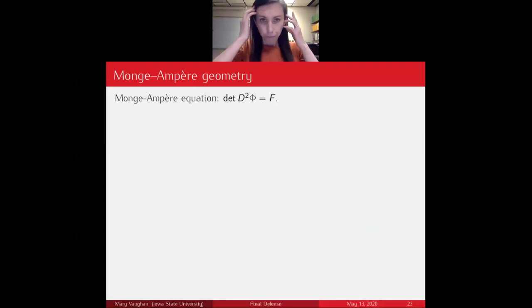Okay, so within our extension equation, there's an underlying Monge-Ampère geometry. I'd like to recall the Monge-Ampère equation we saw at the beginning of my talk, which again is given by the determinant of the Hessian of phi equals f. So different notation, same equation. And as I said before, this is a fully nonlinear equation.